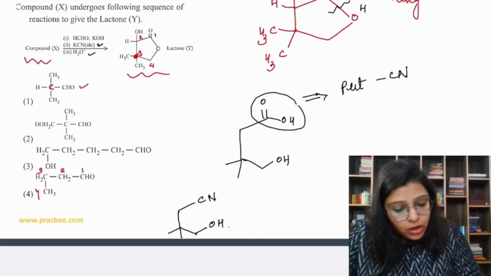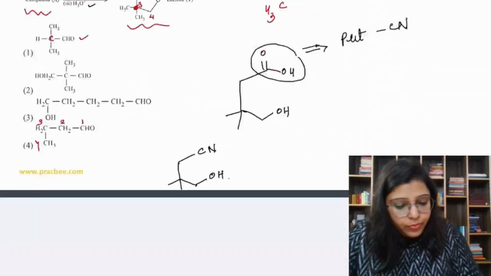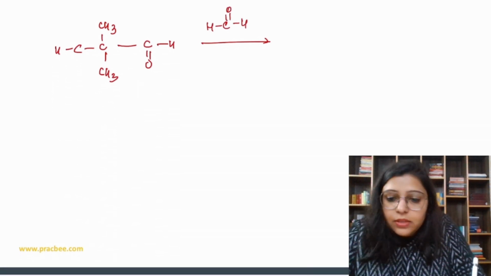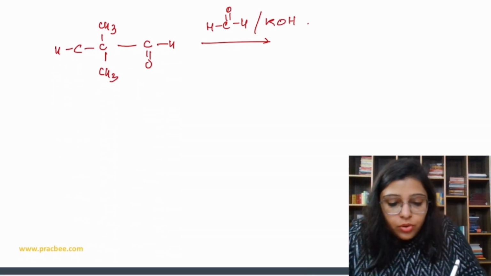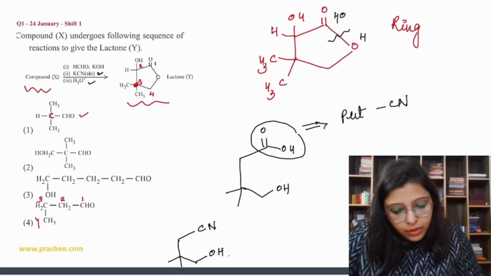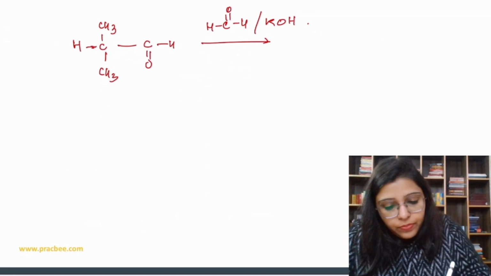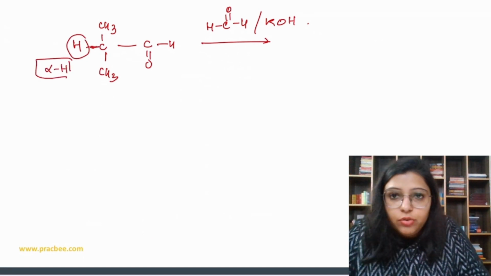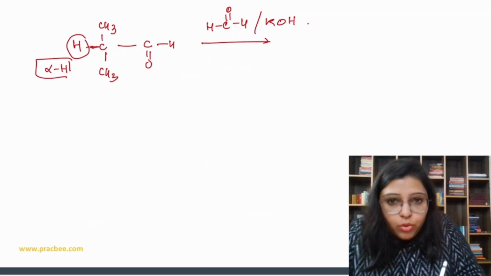Okay, fine. So how to do this thing? We have HC double bond OH and in the presence of KOH. So if you see over here, this is going to be H. Okay. So here we have alpha hydrogen. Alpha hydrogen is available. So first, what is going to happen? We are going to do aldol.